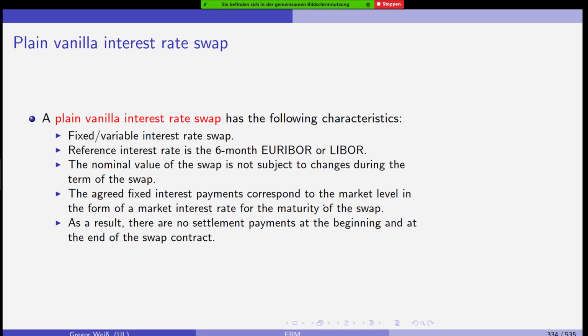Fixed for variable interest rate swap. Reference interest rate is the 6-month Euribor, Libor. Nominal value is not subject to changes, so you enter the swap contract, let's say for a notional of 10 million. The agreed fixed interest payments correspond to the market level in the form of a market interest rate for the maturity of the swap. And there are no settlement payments at the beginning, at the end of the swap contract.